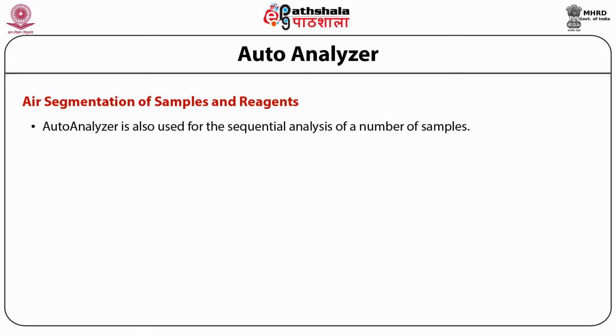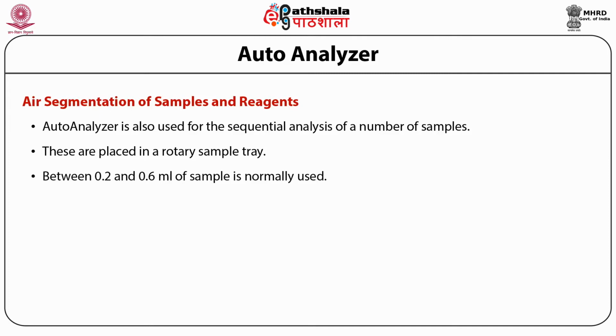Autoanalyzer is also used for the sequential analysis of a number of samples. These are placed in a rotary sample tray, and as the tray rotates, a metal probe dips into each sample cup and aspirates the sample for a fixed time interval. Between 0.2 and 0.6 ml of sample is normally used depending on the speed of the rotation of the sample tray.